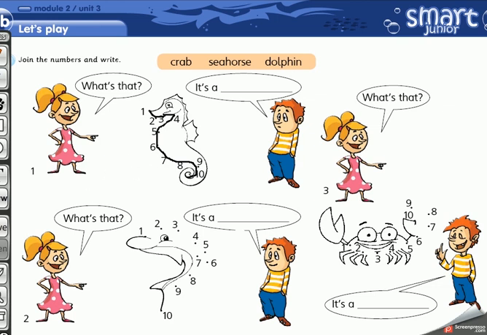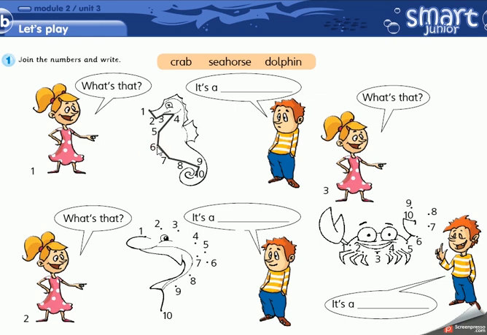Now, the first sea animal we have, what is it? Is it a crab, or a seahorse, or a dolphin? What's that? It's a seahorse. Now, let's see number two. Number two, let's follow the numbers.